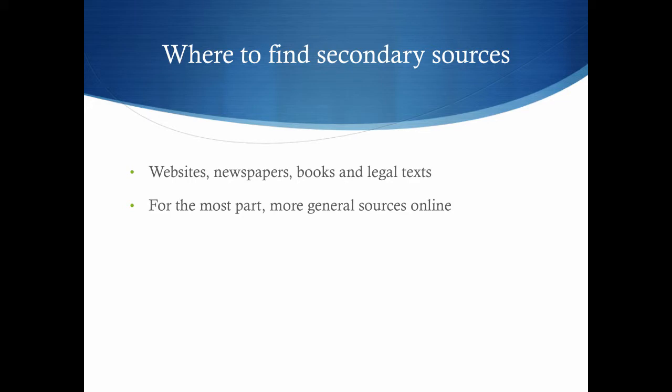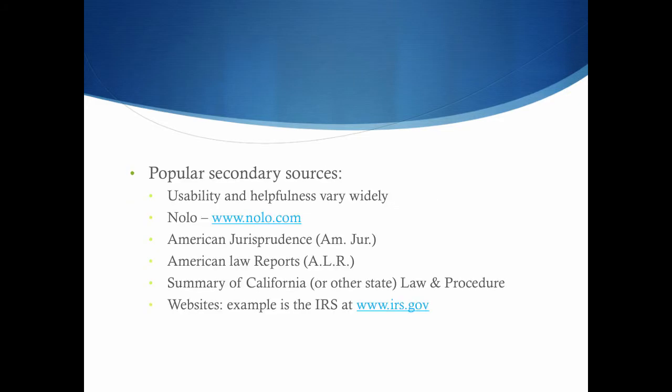Okay, where do you find these? Secondary sources, you find them at the Cornell Law Library. The link to that, you find it in FindLaw. You can find it using the Shapiro Library, but you're looking for websites and newspapers and books and legal texts. For the most part, more general sources online. So you may just want to read about a case. You're not going to cite it as fact. You just want to understand.